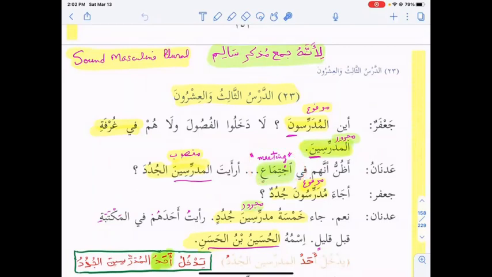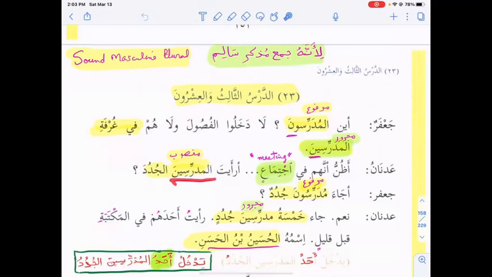Araita mudarrisina jududa. Adnan is asking, Araita mudarrisina jududa. So again here, Raita has come. It needs mafulun bihi. Did you see mudarrisina al-jududa, the new teachers? Did you see the new teachers? See here, Raita is a jumla failure, so we need mafulun bihi. So mudarrisina is mafulun bihi, and this is the nat. So this is mansub by fatha, jududa.